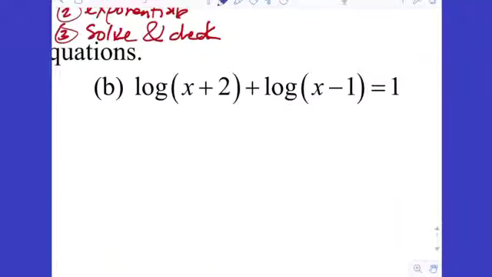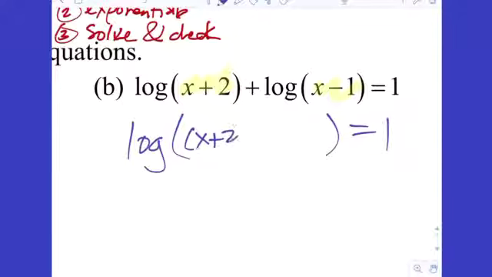This one here, we've got 2 logs. Well, to isolate the log, you have to get rid of 2 logs and turn them into 1 log. So in this case, we have to condense first. There's no coefficients to bring up. It's base 10. So we bring out one log, and what do we do with the two arguments here? We multiply them. Good. We multiply them. So you get the product, x plus 2 times x minus 1.